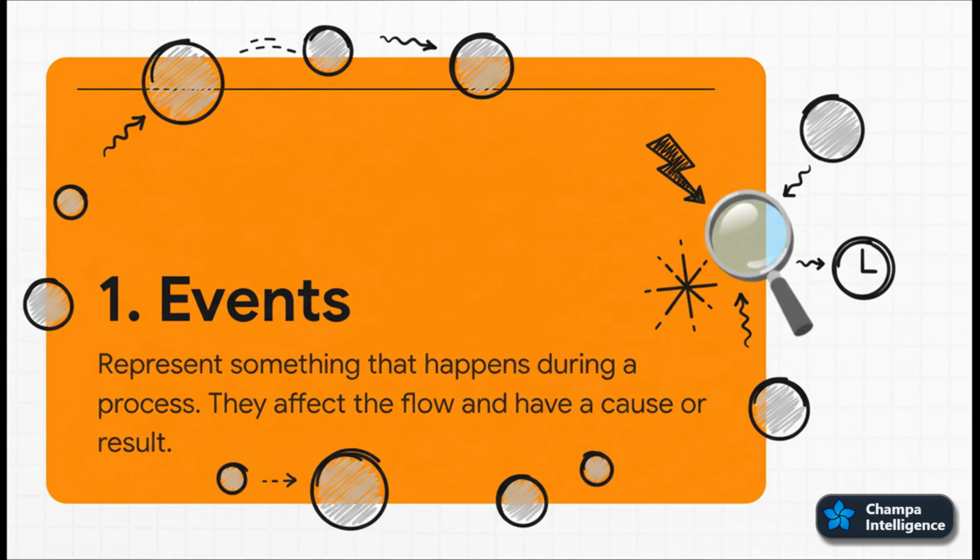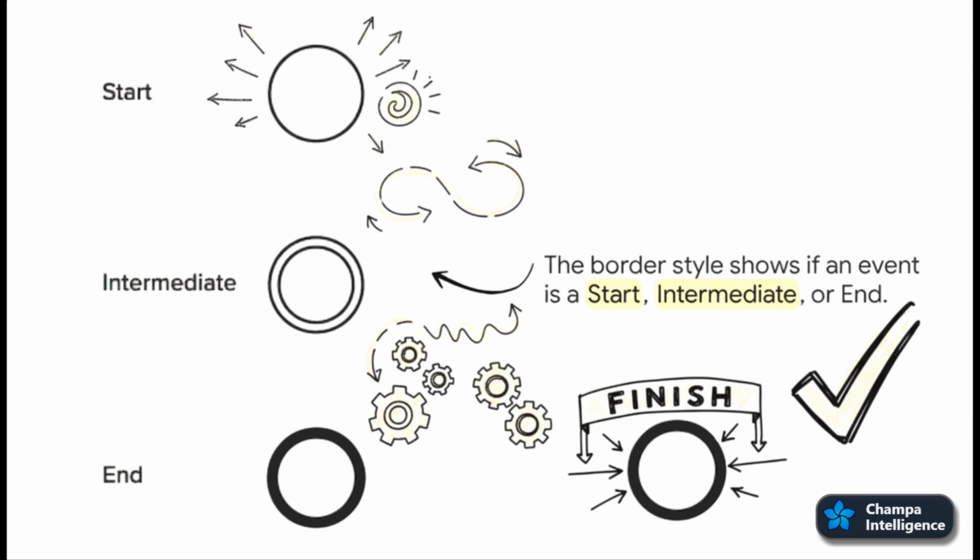First up, we have events. You'll always spot these because they are circles. Now, the key thing to remember is that an event isn't work that you do, it's something that just happens. It could be a trigger that kicks off a process or a result that ends it. So how do you know what kind of event you're looking at? It's all about the border of the circle.